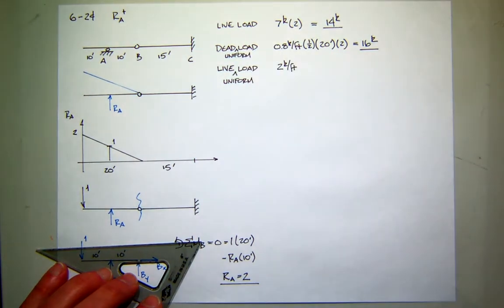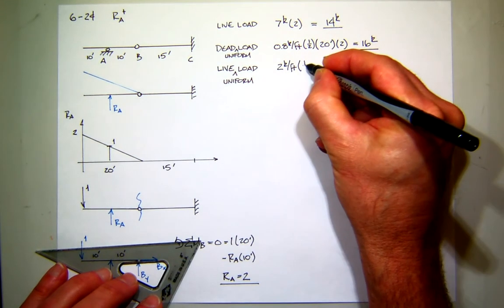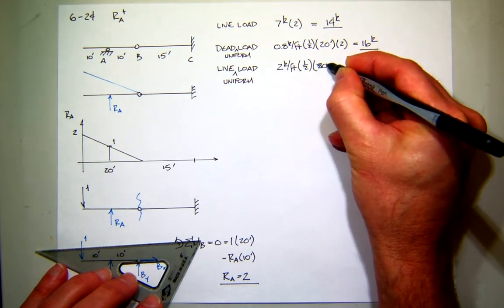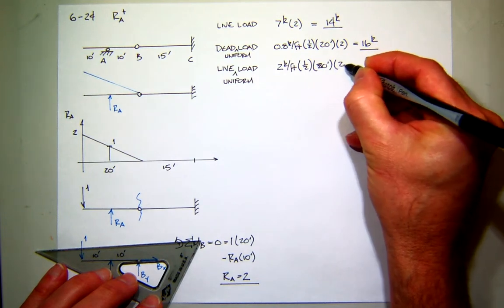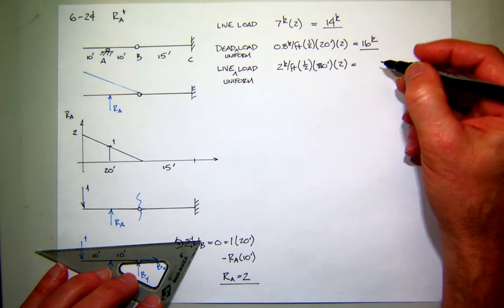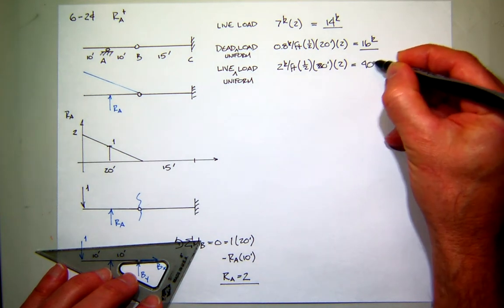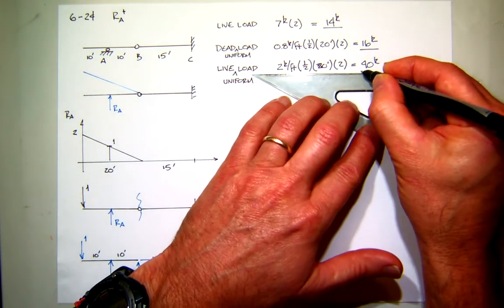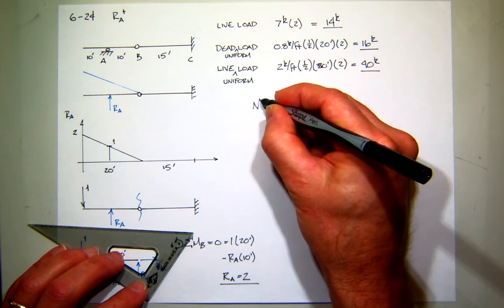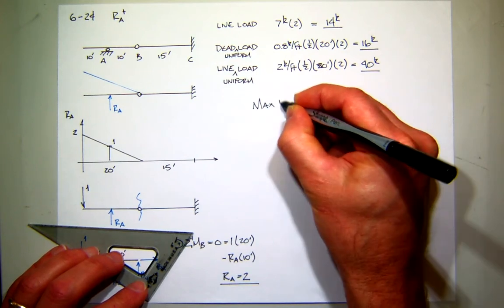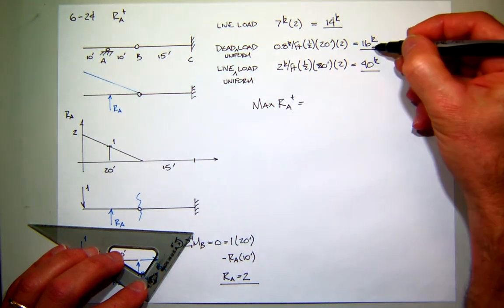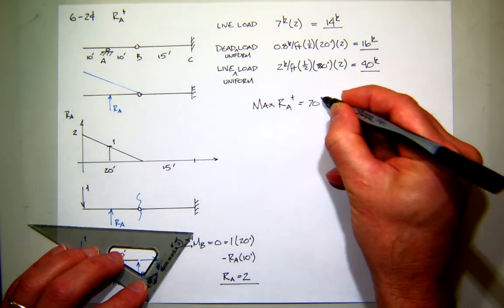I apologize for that. So then we'll have the area of the triangle, which is 1/2 the base, 20 feet, times the height, 2. And again, that gives you 40. So you would then add all that up. So the max positive reaction at A would be 70.